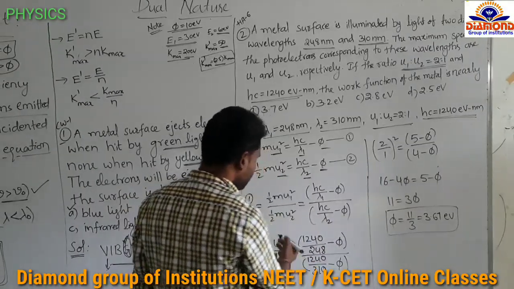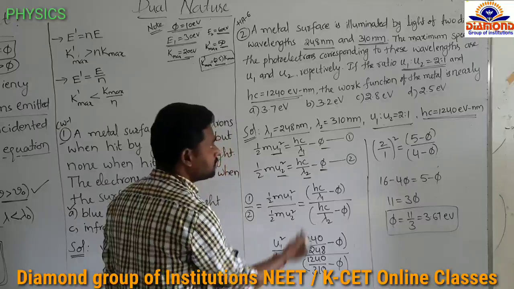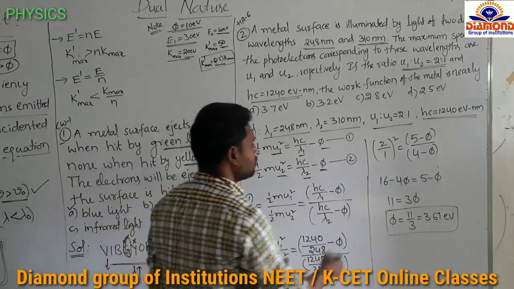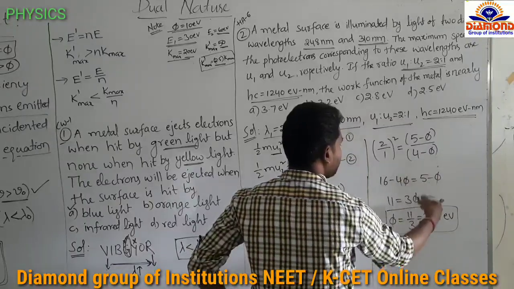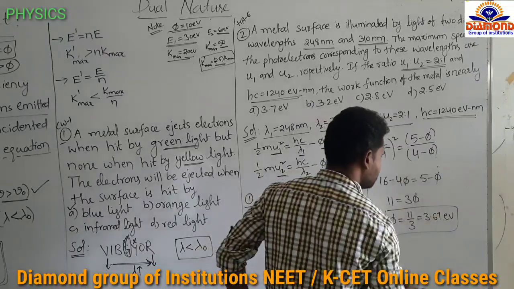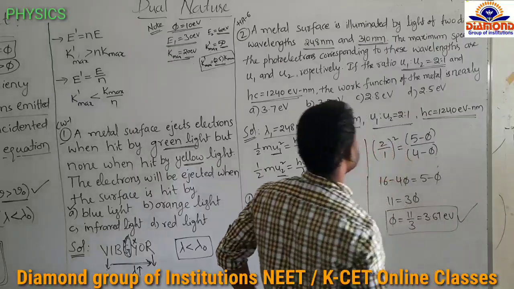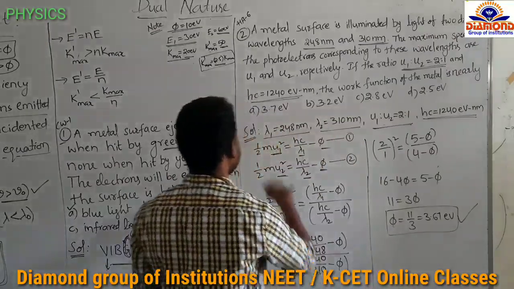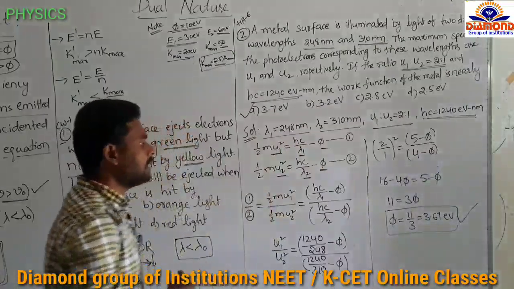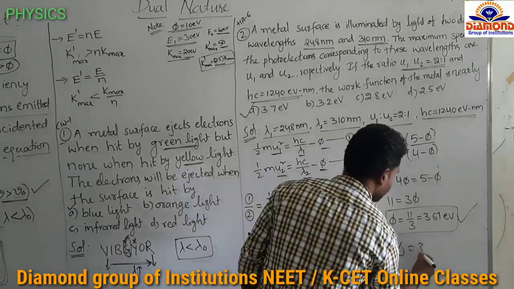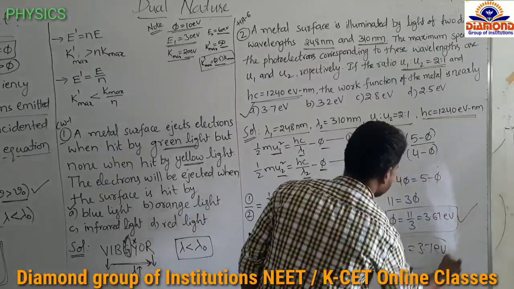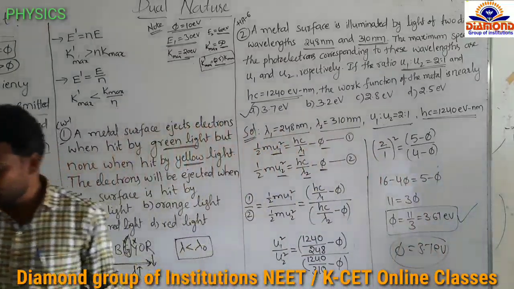Then we get the ratio they gave, u1 by u2 is 2 is to 1. Substitute here: 2 by 1 whole square equals 5 minus phi by 4 minus phi. Simplify it, we will get phi equal to 3.61 electronvolt. The work function of the metal surface is nearly 3.7 electronvolt. That means 3.67 is almost equal to 3.7 electronvolts. Like this you have to solve the problem.